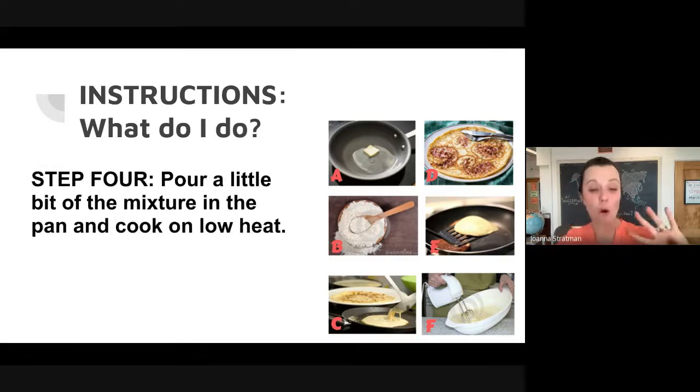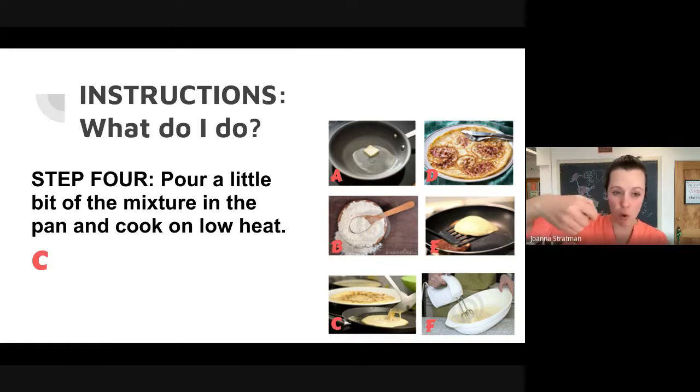Next, step 4. Pour a little bit of the mixture in a pan and cook on low heat. So not high heat, but low heat. My friends, what letter is correct? It is letter C. Good job if you said letter C. Letter C shows pour a little bit of the mixture in the pan and cook on low heat.